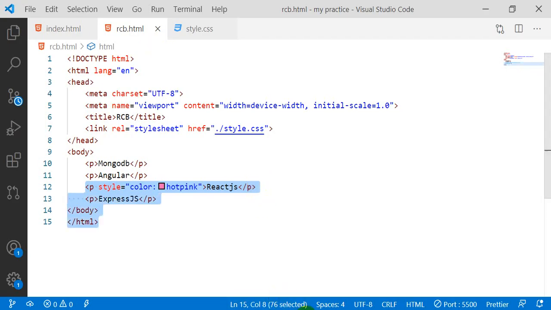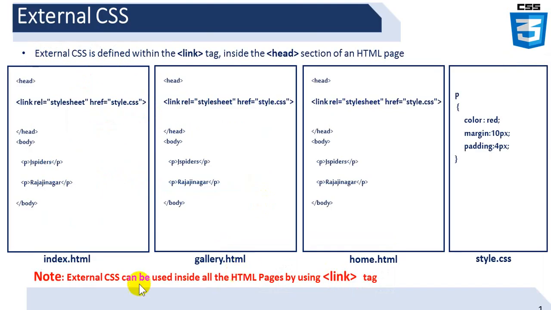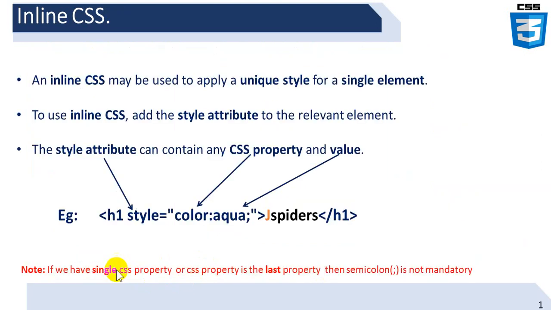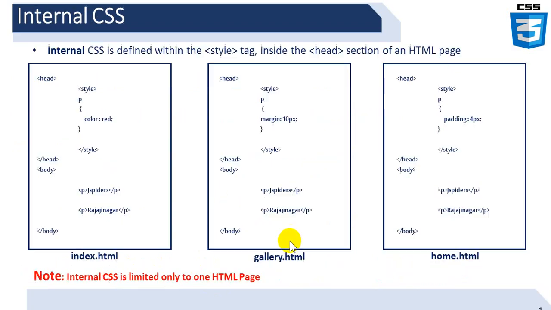Please go through these slides once. The same thing: external CSS can be used inside all the HTML pages by using the link tag. If you observe here, internal CSS is limited only to one HTML page. This note, how to use semicolon, not mandatory, all these things we will see in the next session, guys.